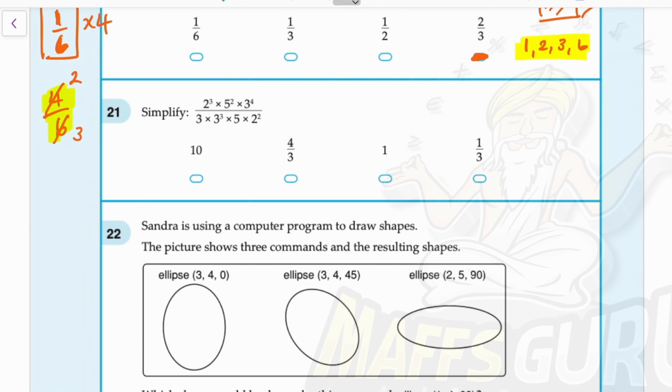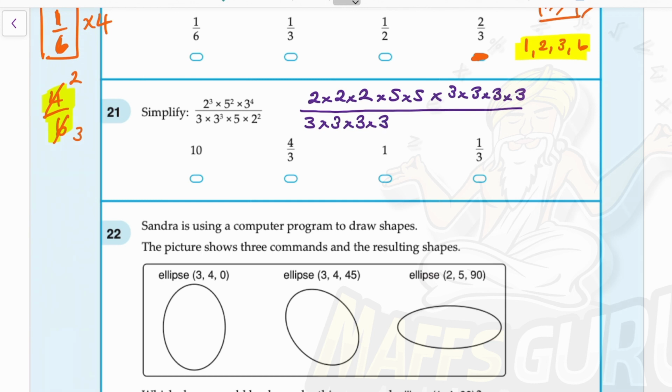I tend to do this by cancelling out. Now this top one here is the same as 2 times 2 times 2 times 5 times 5 times 3 times 3 times 3 times 3 divided by, and the bottom one becomes 3 times 3 times 3 times 3. Remember, 3 to the power of 3 is 3 times 3 times 3. I've got the 5, so that's just times by 5. And I've got 2 times 2.